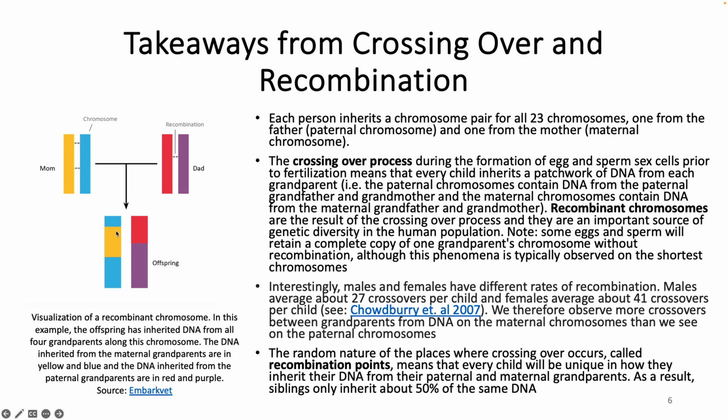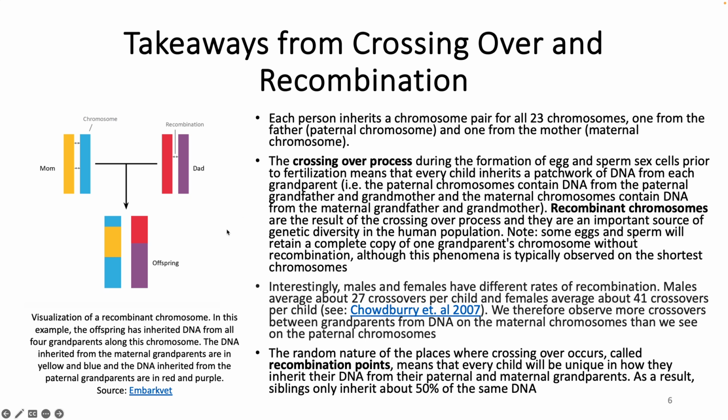Now, it doesn't always have to be this case. There are some instances where the eggs and the sperm cells will retain a complete copy of one grandparent's chromosome. So, for instance, maybe all of this would be purple, and they will receive their entire chromosome from just one of the paternal grandparents. But usually, this phenomenon is observed only on the shortest chromosomes. But it can happen that there was no recombination that occurred, and you only get one grandparent along that chromosome.